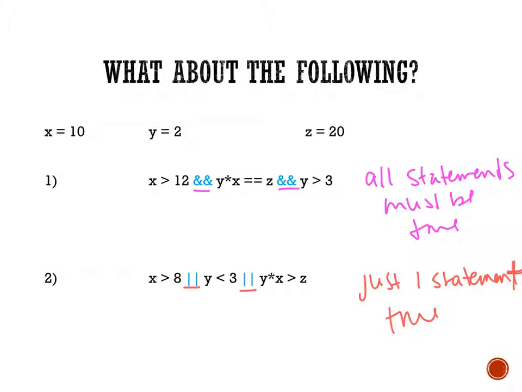So what I'd like you to do next is up above you will see that we have values for x, y, and z, and what I would like you to do is evaluate number 1 and number 2 and decide if each complex Boolean statement would evaluate to be true or would evaluate to be false. And then once you're done, I'll show you the solutions on the next slide.